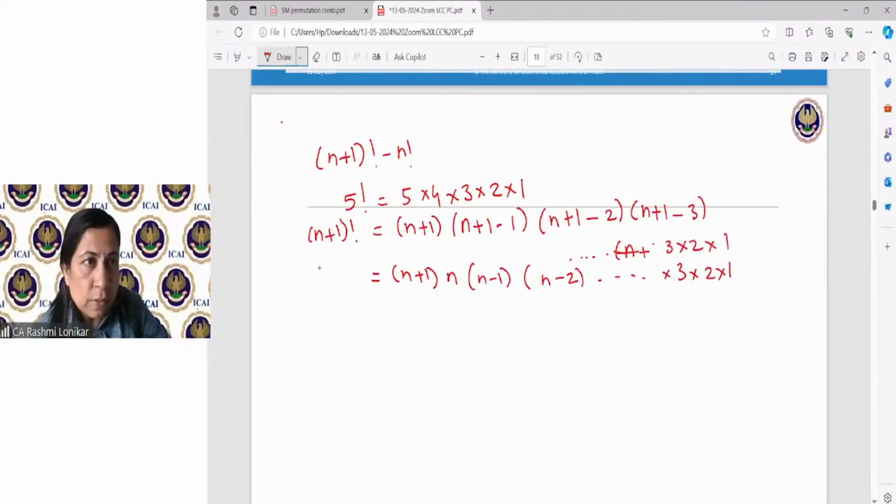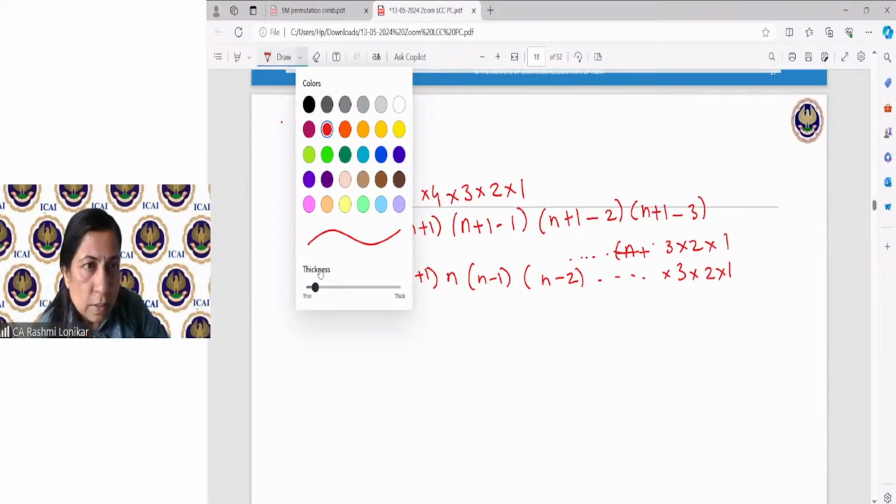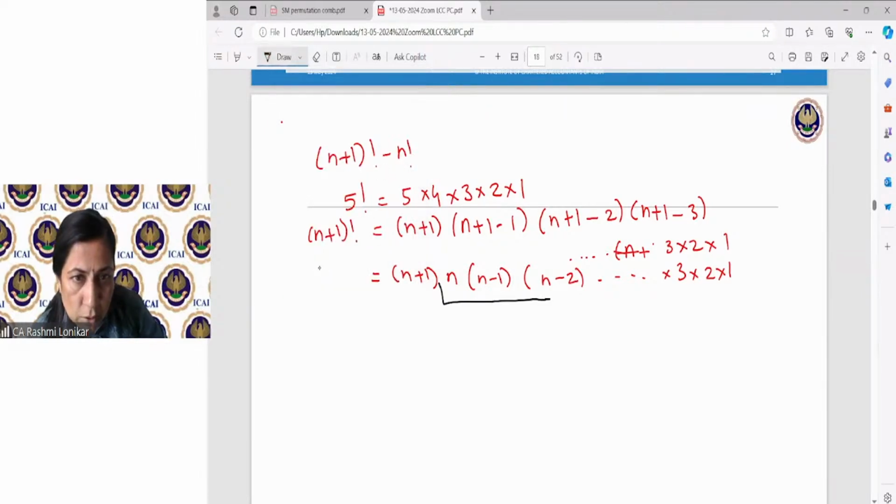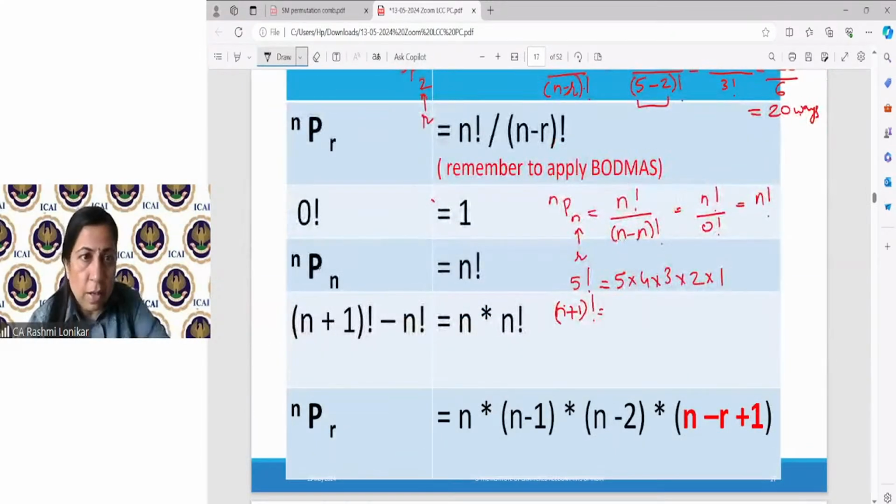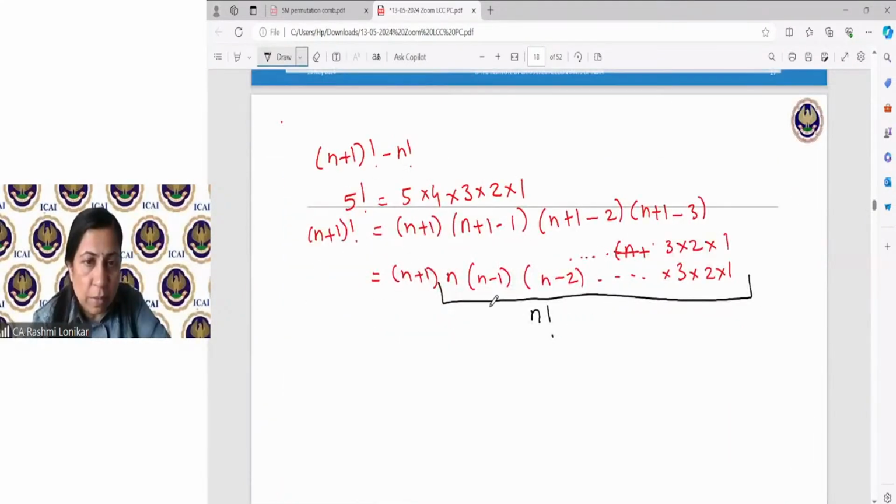Now, if you can see this portion is nothing but n factorial, right? We did it above. n factorial is n into n minus 1 into n minus 2 up to this. So, n plus 1 factorial can be written as n plus 1 into n factorial.